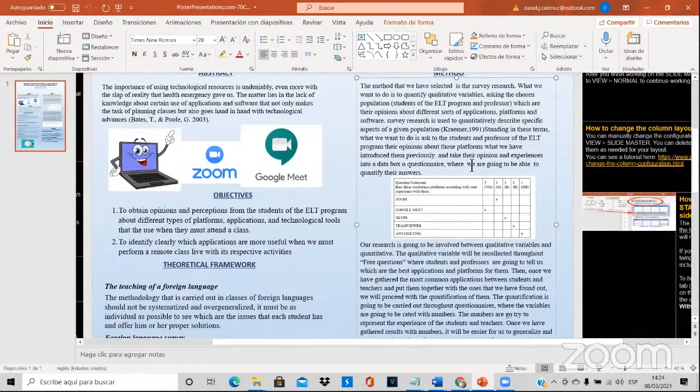Okay. So we have obtained qualitative variables and the quantitative variable. Of course, I think that we are working with both, but I think we'll focus more on the quantitative one.